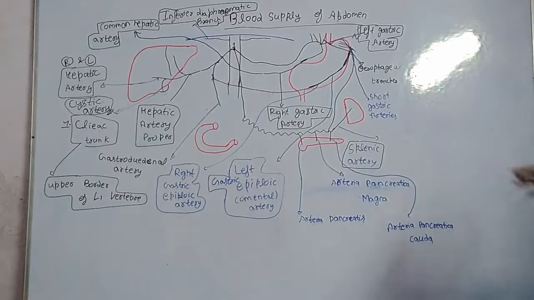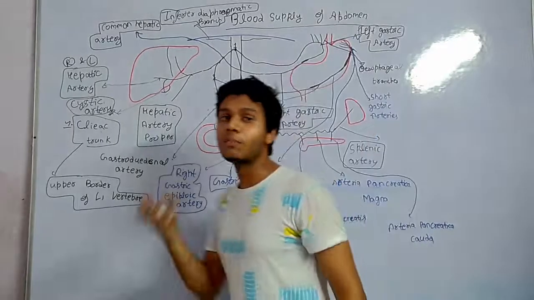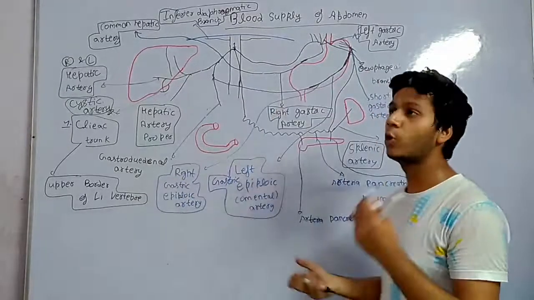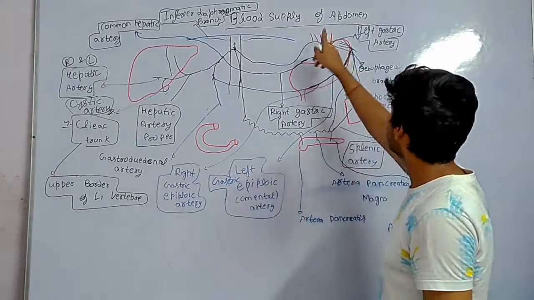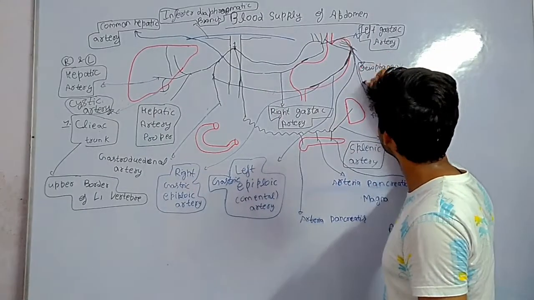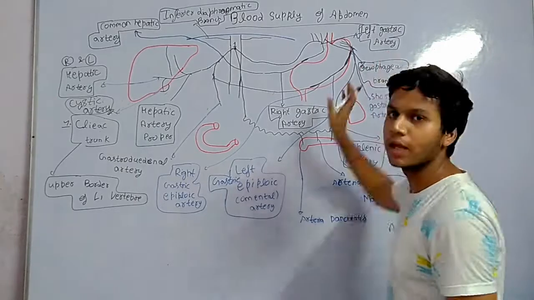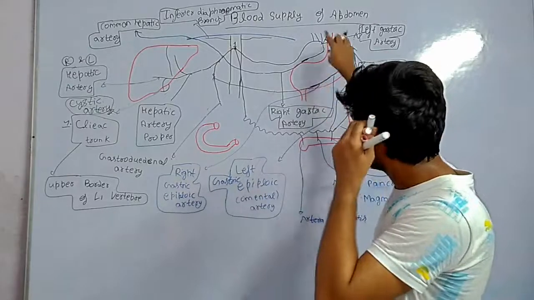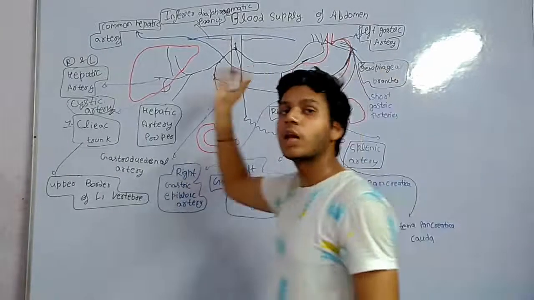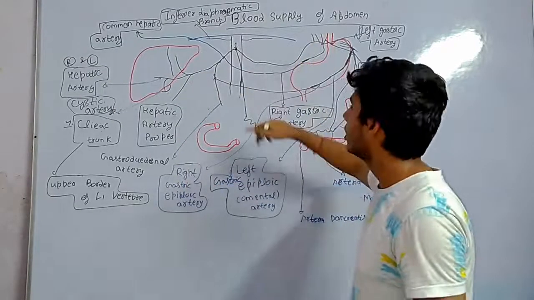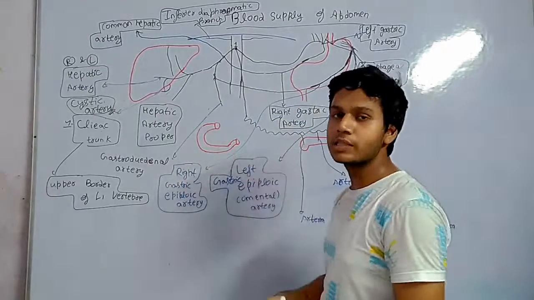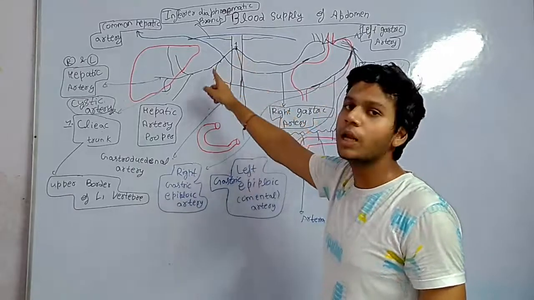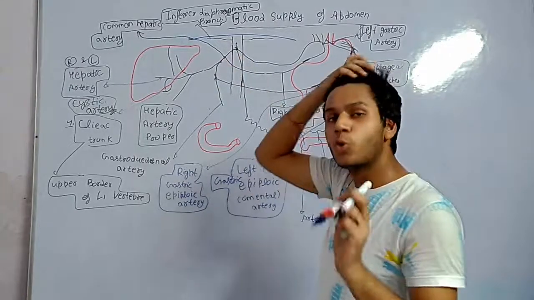The left gastric artery gives some short branches which supply the lower part of the esophagus, called esophageal branches, and then supplies the whole lesser curvature of the stomach. Then the second branch of the celiac trunk is the common hepatic artery, which gives two branches.